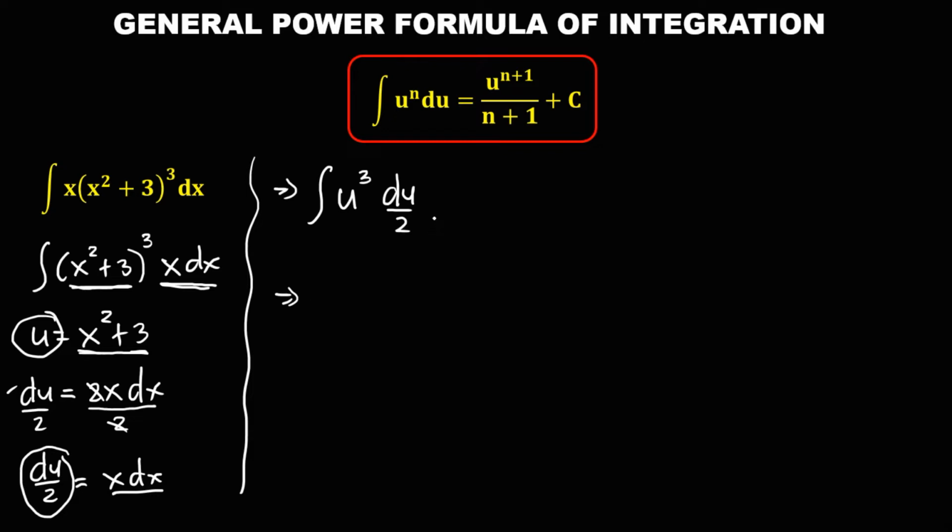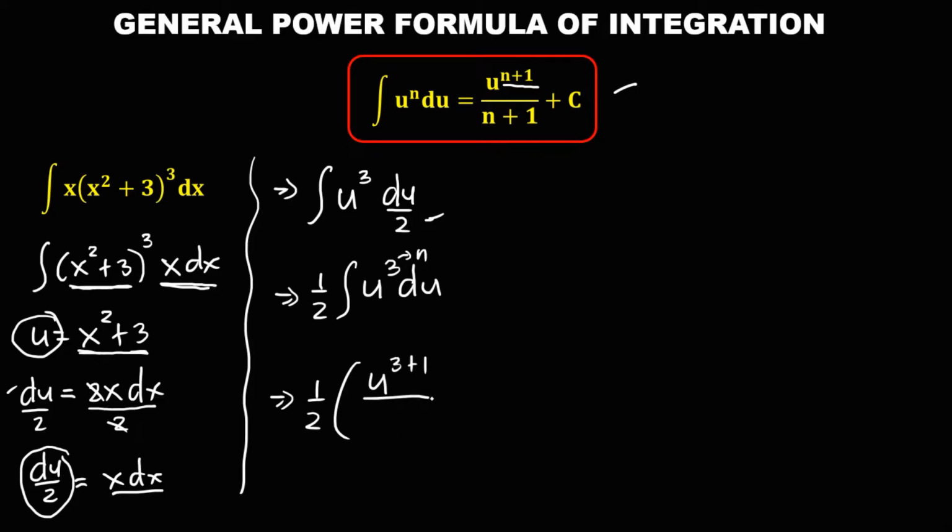Then to simplify, since we have this denominator 2, we can put 1/2 outside. Then we have the integral of u to the power 3 times du. So we can use now this formula to find the integral. So we have 1 over 2 times u to the power n plus 1, and n is equal to 3. So we have u to the power 3 plus 1 over 3 plus 1, then plus c.